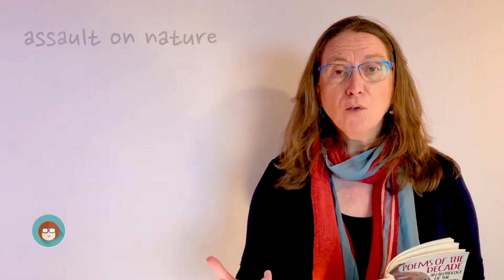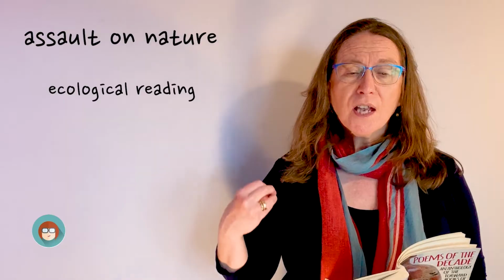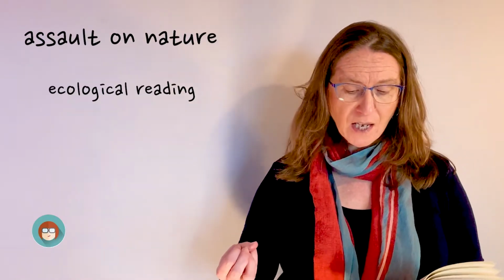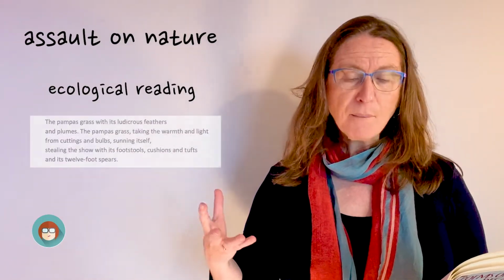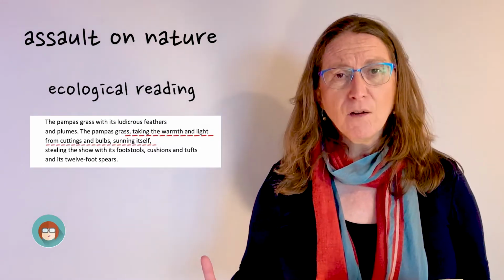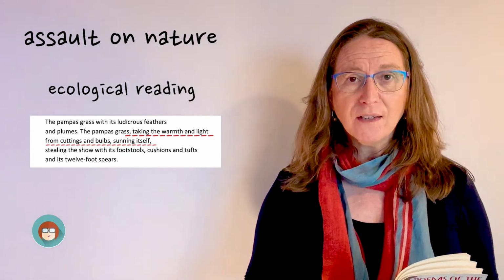Second point, this poet is using gardens to look at assaults on nature. And we could have an ecological reading here, that this garden is not being allowed to develop in a kind of romantic sense, in a wild sense, and the pampas grass is not given space. Now, in one sense, the pampas grass is not given space because the curator of the garden, the person handling it, suggests that the pampas grass is taking the warmth and light from cuttings and bulbs and sunning itself, that the pampas grass is selfish, and that we need a gardener in order to allow the other things to survive underneath it.